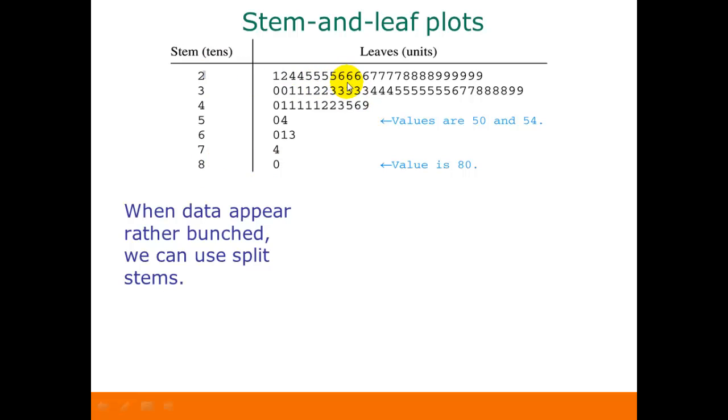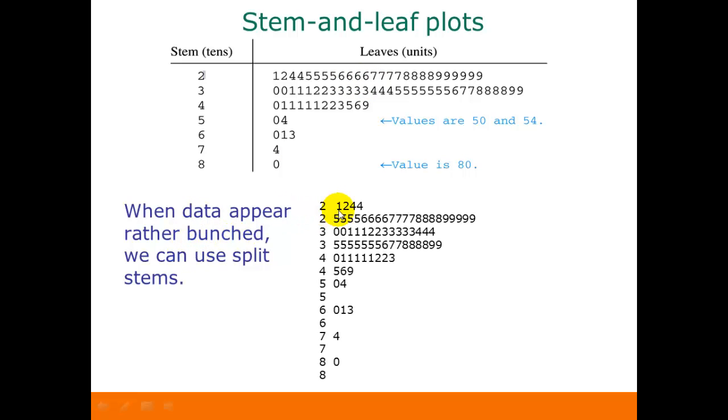Sometimes we have so many data values that we want to separate them a little bit, so we can use split stems. So this stem and leaf plot is just taking the one up here and breaking each stem into 2 pieces. This one goes from 0 to 4, and the second one will go from 5 up to 9. So this is just taking the data up here and splitting it into 2 parts. So here's the 2 parts for the 2 stem, 2 parts for the 3 stem, and so on.